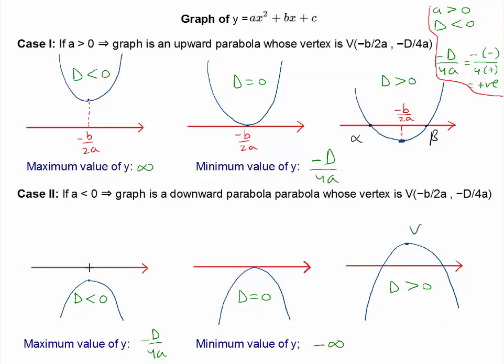Next thing is the x-coordinate of the vertex is minus b by 2a in all the three cases. Now third is, if D is less than 0, we see that the graph is below the x-axis, it does not intersect the x-axis, meaning it does not have any real root. So this would have imaginary roots. Now in this case, the roots would be real and equal. In this case, the roots will be real and distinct. Let's call them alpha and beta.